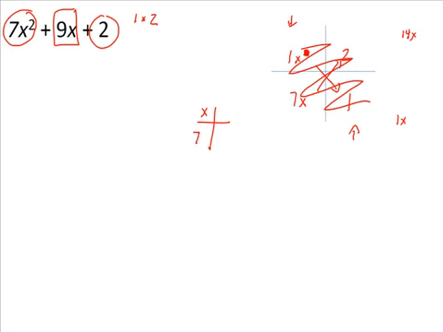My x and my 7x were okay, but in the second column I'm going to just change the order of my 1 and 2. So that here I've got 7x when I go diagonally, and here I've got 2x. That adds to 9x. So my factors, remember, are the rows. x plus 1 and 7x plus 2.